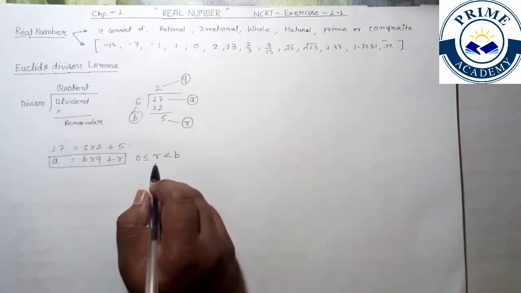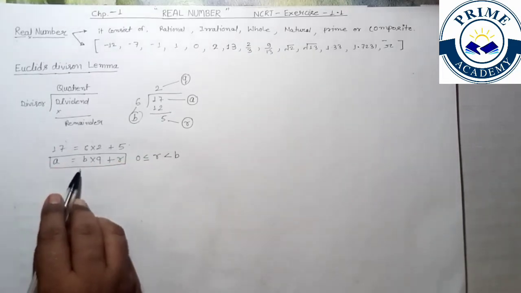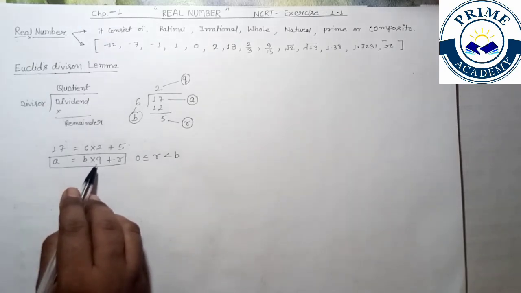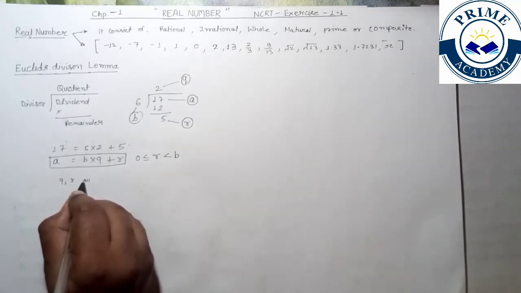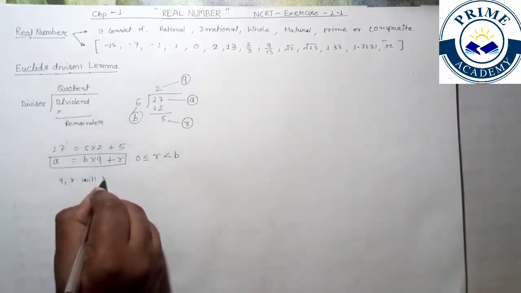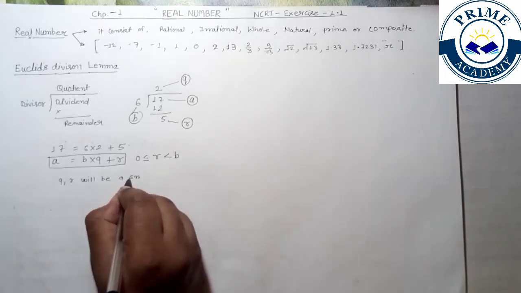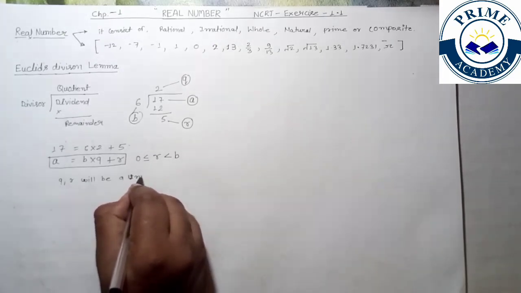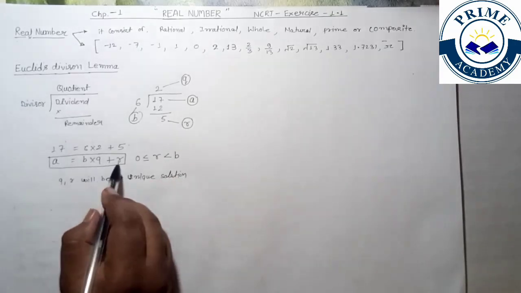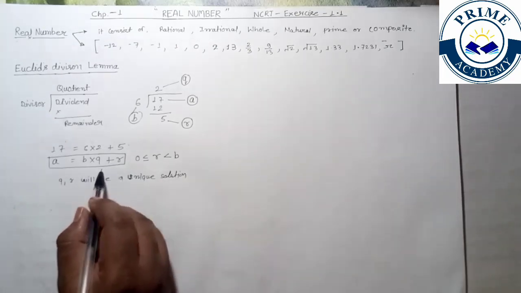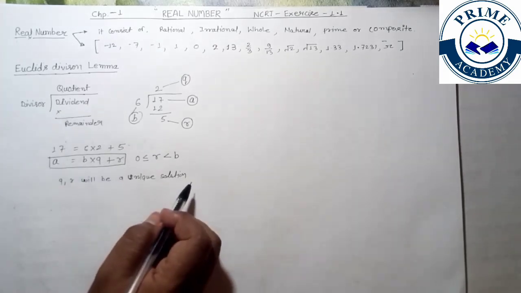So this says that for any two integers a and b, q and r will be unique numbers. For any given two integers a and b, q and r will be a unique solution.